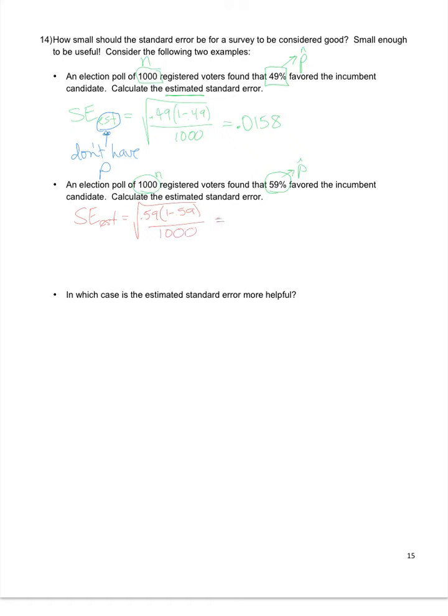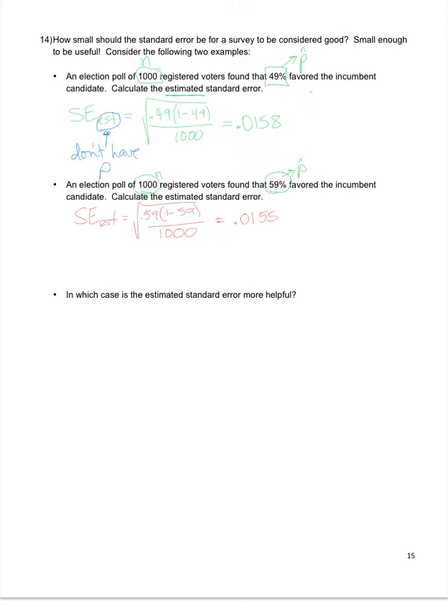And again, press pause, try this on your own. You get an answer of about 0.0155. So notice that these are both very similar in size. But the question is, which one's more helpful? So in which case is the estimated standard error more helpful?